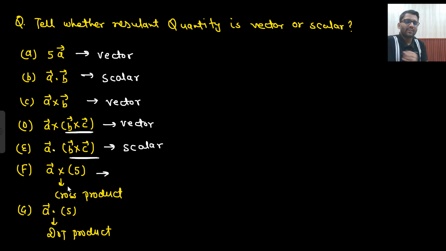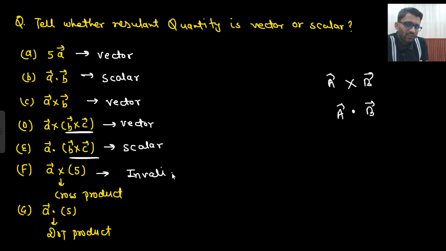Tell me whether these are valid or not. Cross product and dot product are defined for what? Vector quantities. So on both sides there should be a vector. Now this is your cross product, but here there is a scalar quantity, so it is invalid. This is not even a valid operation. The same goes here: this also should be a vector, so this is also an invalid operation.